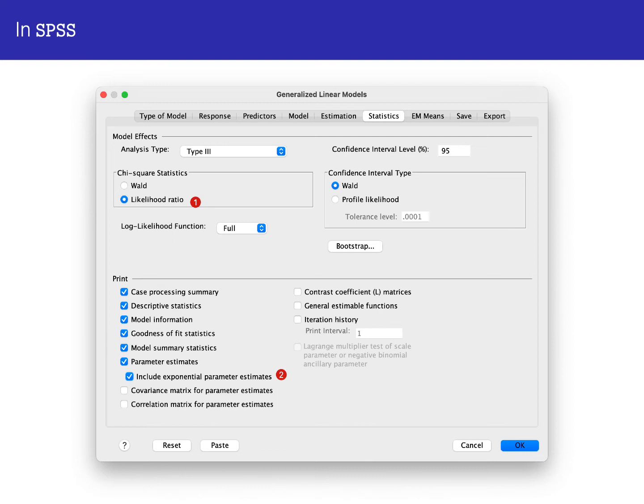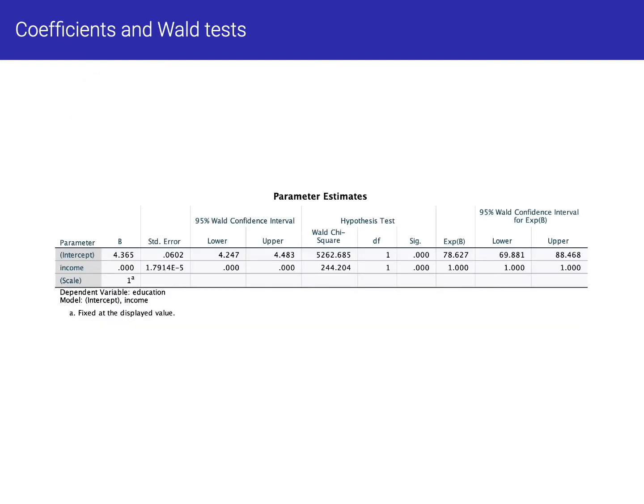We're going to talk about that later on. So it's important to check a box and make sure that in the menus we're going to have these exponentiated estimates. Otherwise, it's not so bad. We can also exponentiate them ourselves. But it's more convenient if we can do that directly within the software.